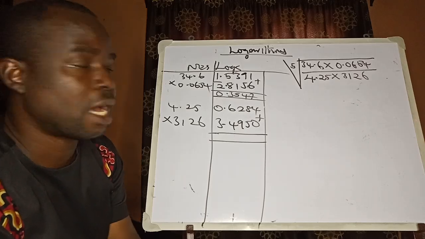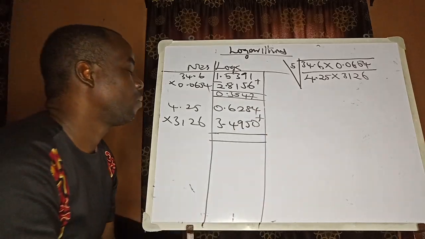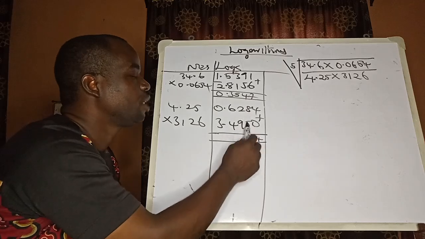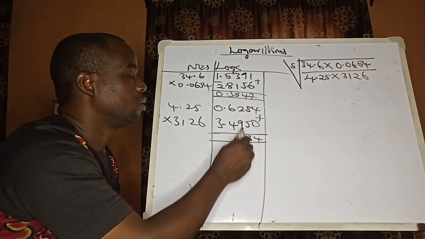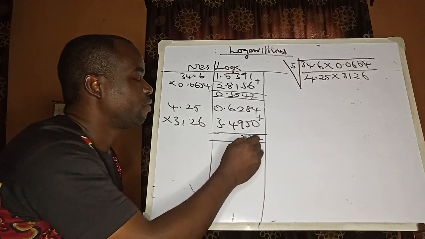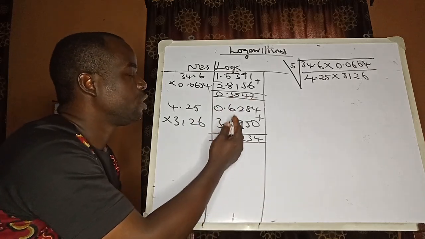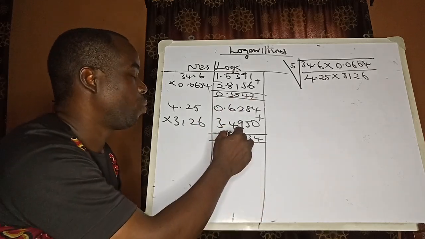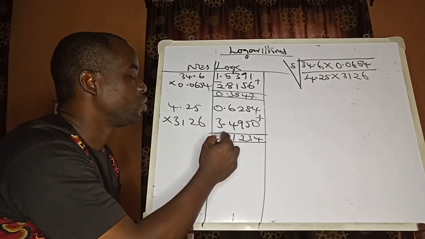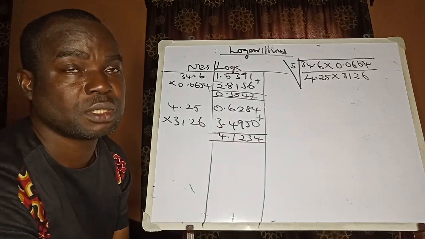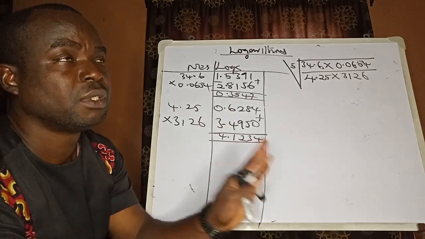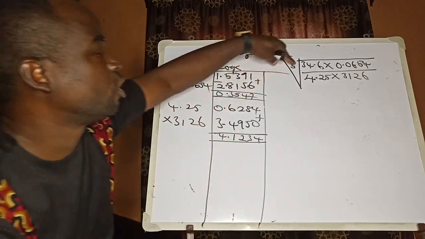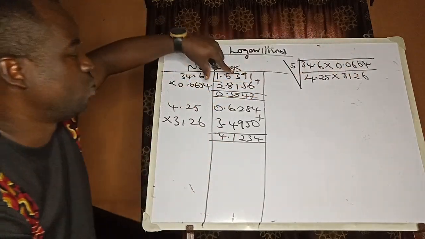Now let us add. 4 plus 0 is 4. 8 plus 5 is 13, write 3, carry 1. 1 plus 2 plus 9 is 12, write 2, carry 1. 1 plus 6 plus 4 is 11. So we have 1 here, carry 1. 1 plus 0 plus 3 is 4. That's 4 point. Now, we have multiplied this and we have multiplied this. We have our two answers.